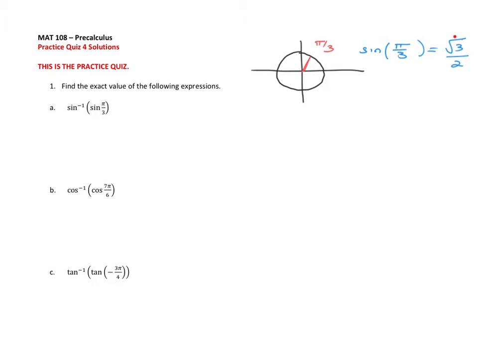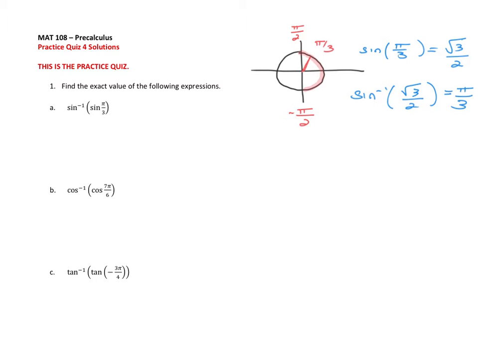Sine inverse should reverse this. It should take us from root 3 over 2 back to pi over 3. That is true here. So sine inverse of root 3 over 2 undoes this and gives us pi over 3 back. But this is only true if the angle falls between negative pi over 2 and pi over 2. So sine of pi over 3 goes to root 3 over 2, and sine inverse goes backwards from root 3 over 2 to pi over 3, but that's only because pi over 3 falls within this range.